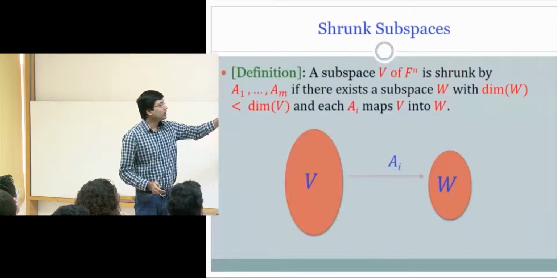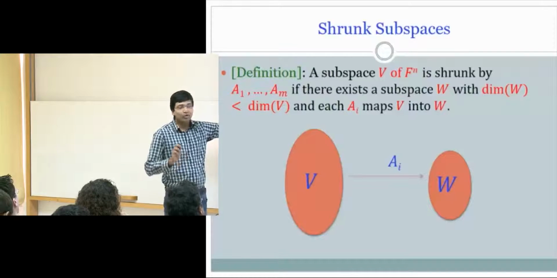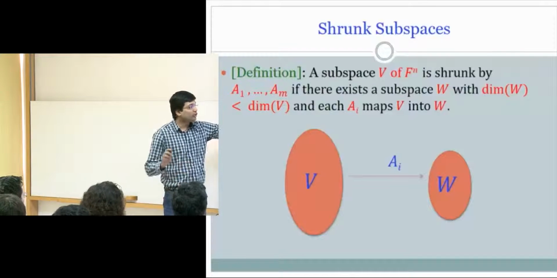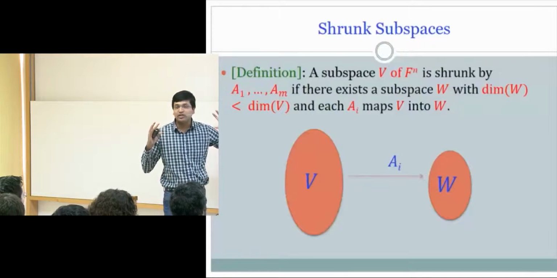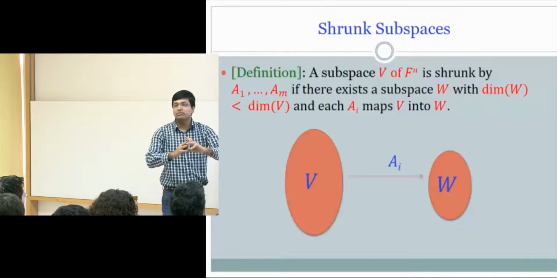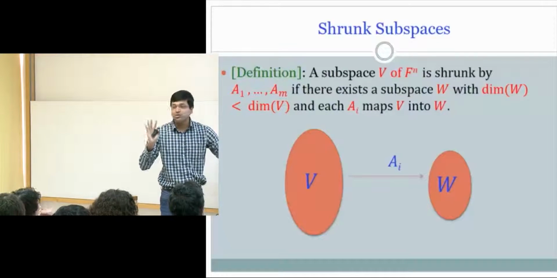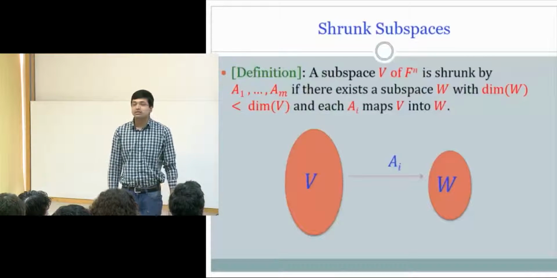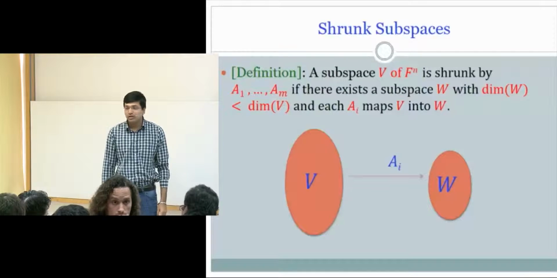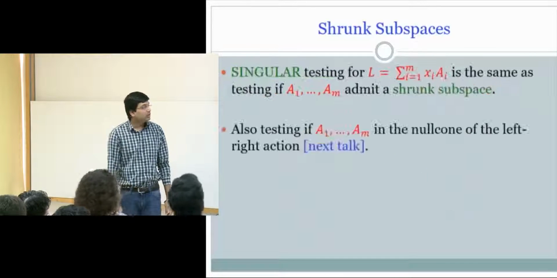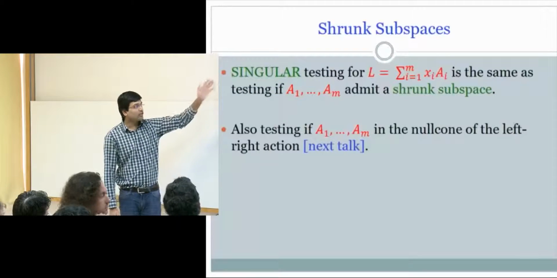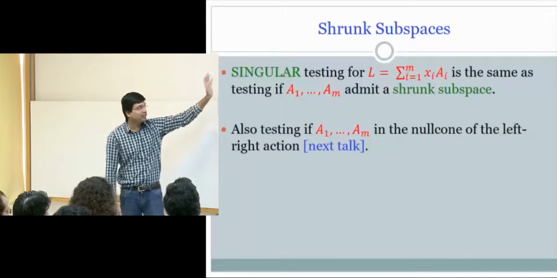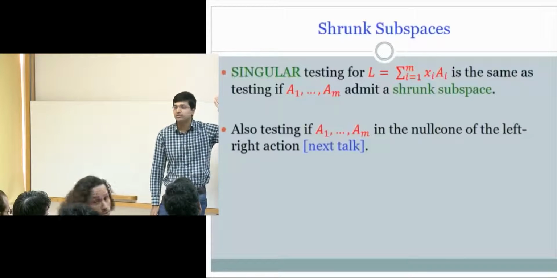So you are given a bunch of matrices over a field, and you just want to check if they simultaneously shrink some subspace or not. That problem is exactly equivalent to this problem, as proved by amazing theorems of Cohn. Singular testing for this L is exactly testing if A1 to Am admit a shrunk subspace.